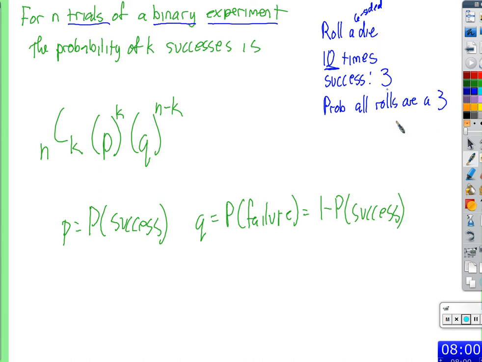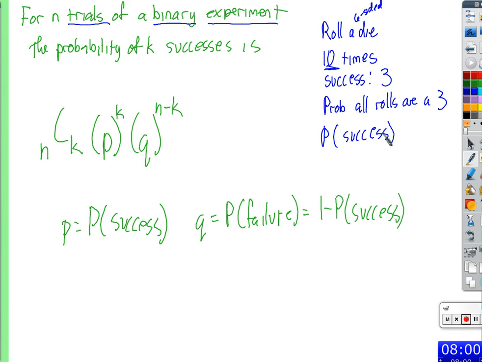Probability of k successes. Well, how many successes are we looking at here? How many times do I want to get 3? Every time. All 10 times. So again, forget about the formula. We're going to piece it together. It seems to help out when you see the pieces falling into place. Oh, I see how that fits in there and how that's part of the formula.